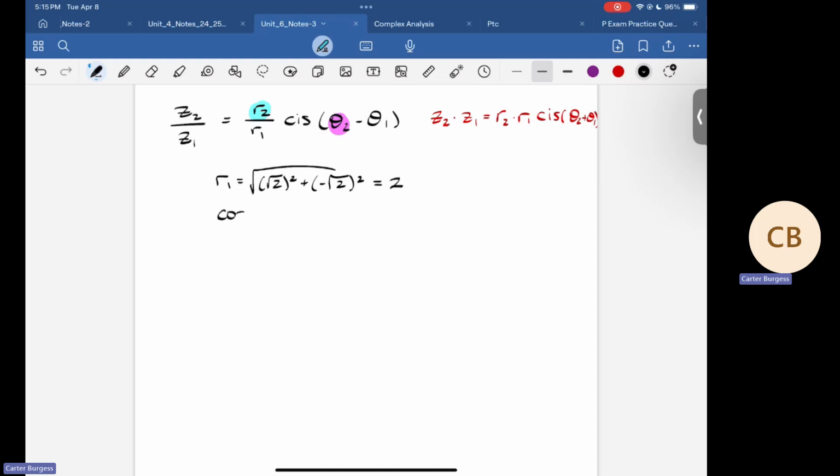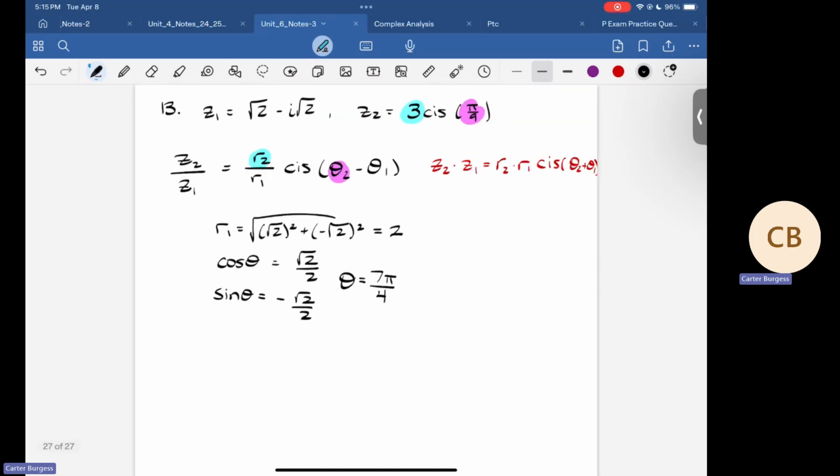And my setups for sine and cosine, that cosine of theta is equal to positive root 2 over 2, and sine of theta is equal to negative root 2 over 2. This is then going to be in quadrant 4, and the theta in quadrant 4 that corresponds with these values is 7 pi over 4. And so a better way to write z1 would be to say that this is 2 times cis of 7 pi over 4, at the very least a better way, given what we have already.